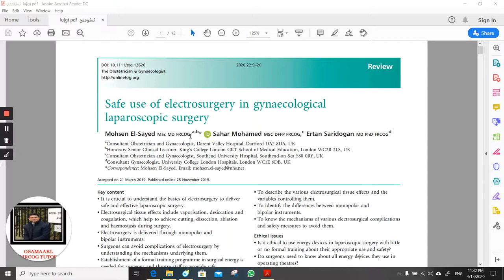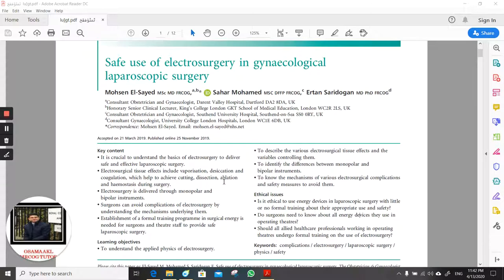In laparoscopic surgery, we know that we use diathermy, whether monopolar or bipolar, very frequently in our practice. So how does it work, what are the complications, what are the effects, and how does it act on the tissue? At first, about how it acts.